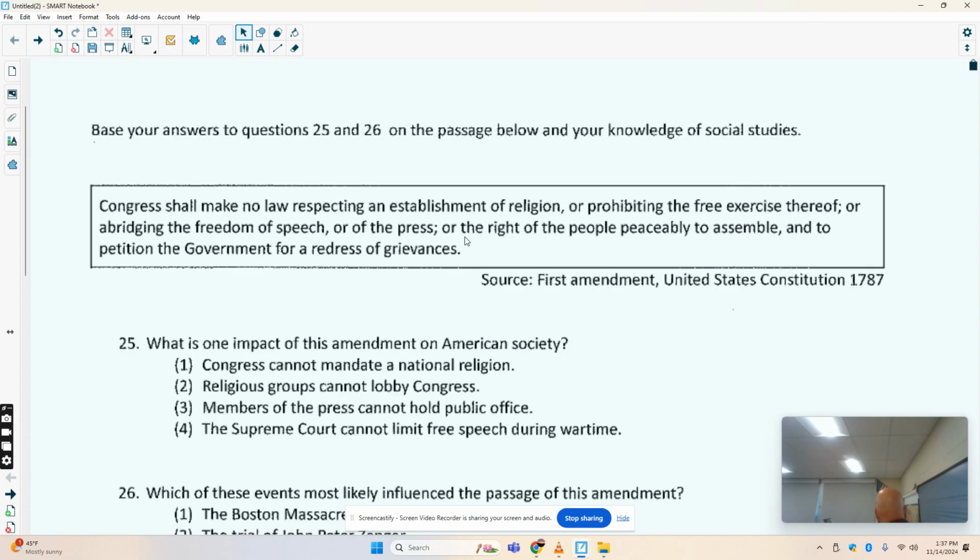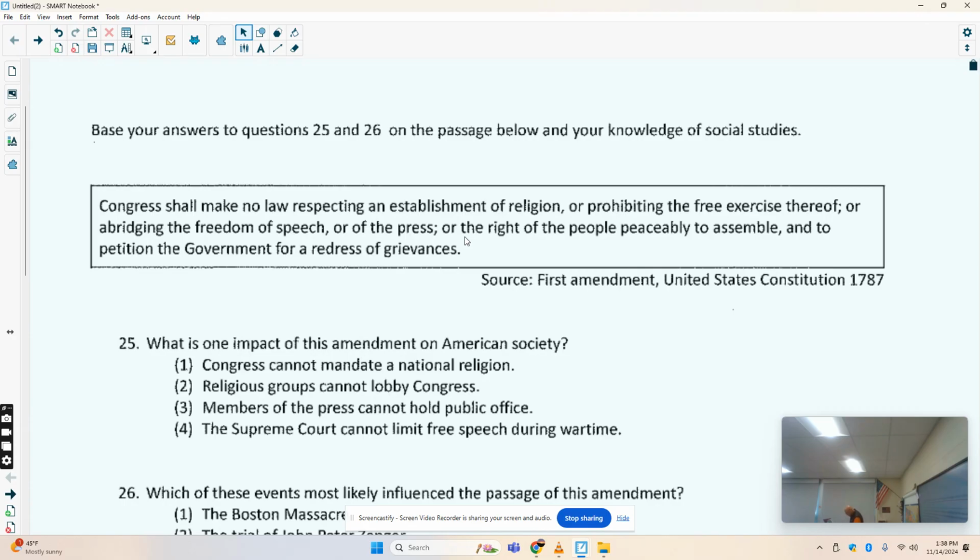3, members of the press cannot hold public office. Is that something that this amendment impacts American society? What do you say, Haley? And number 4, the Supreme Court cannot limit free speech during wartime. Is that one impact of this amendment on American society? The Supreme Court cannot limit free speech during wartime. That leaves the best answer choice, number 1. Okay? And that is the correct answer. That is your correct answer for that particular question.